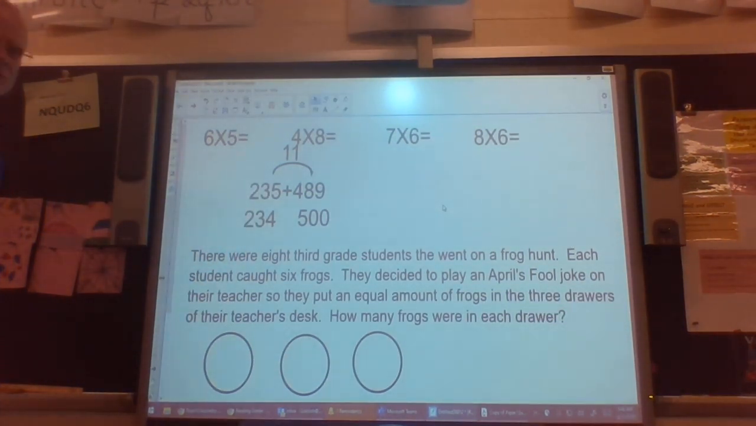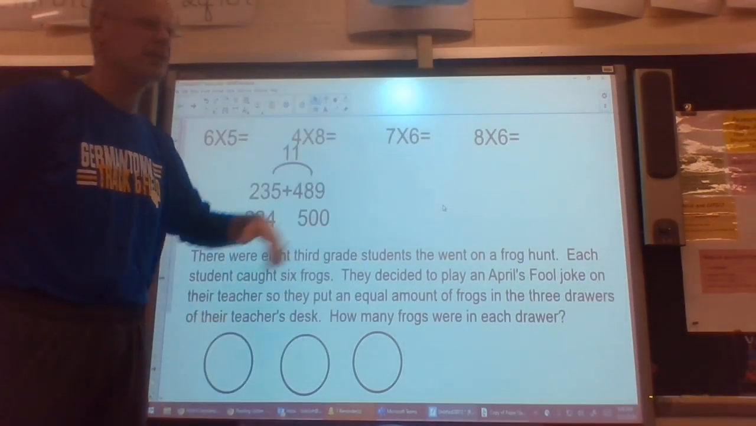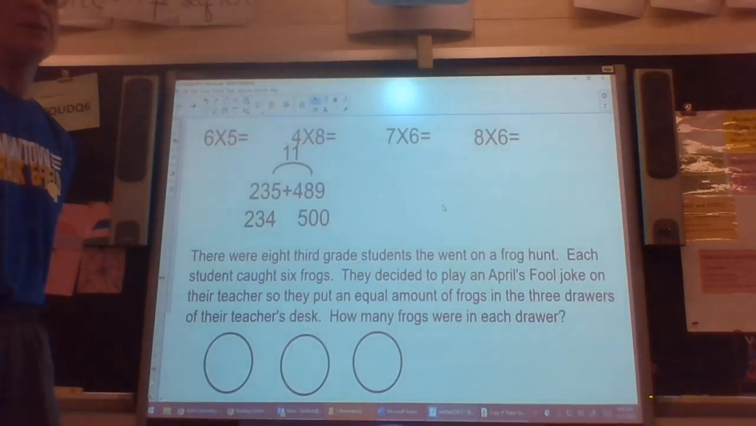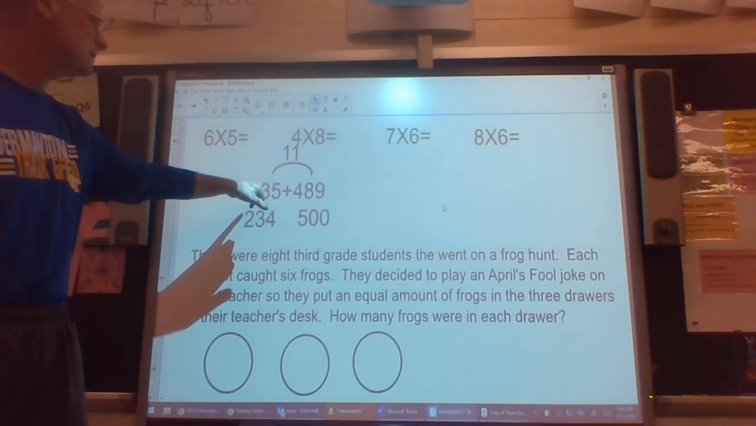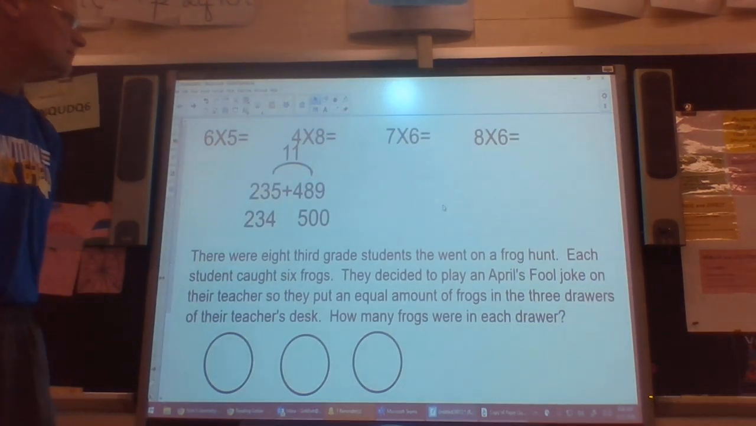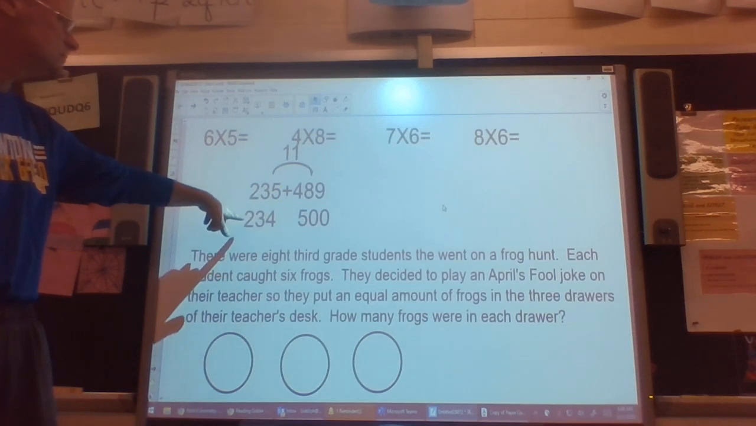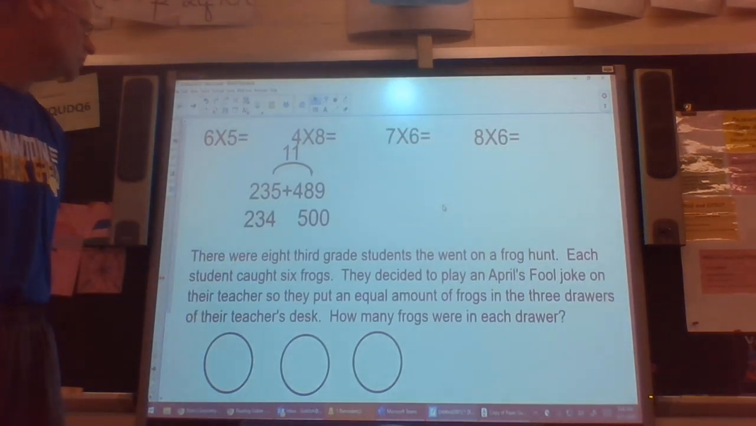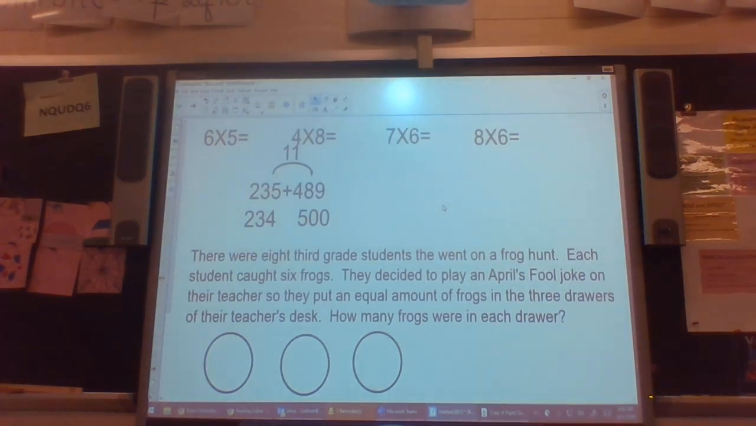My adding problem. A lot of you like to use the standard algorithm, lining up the numbers and adding them. The kids in my class know I really like to do give a little, take a little. So I decided to give 11 from this 235 to the 489. That ended up with 500 on that side and 224 on this. Even I make mistakes. Sorry about that.